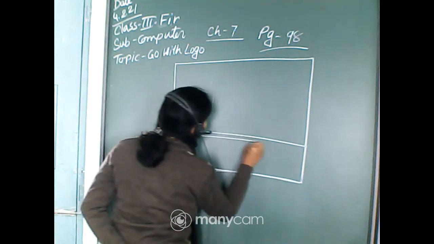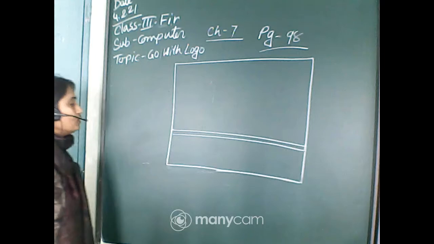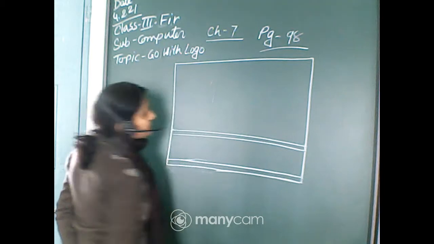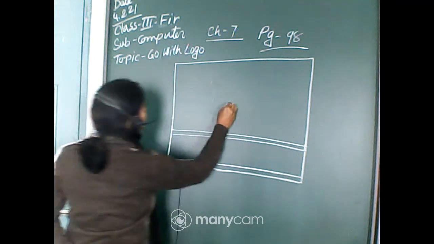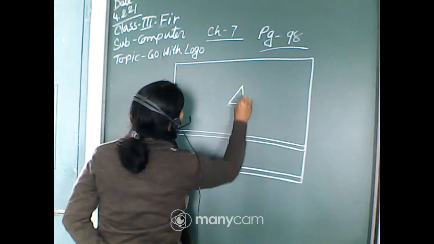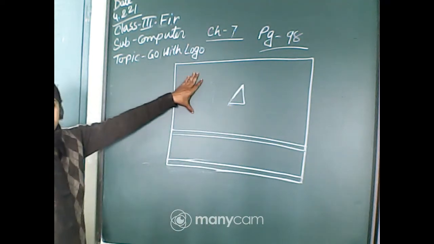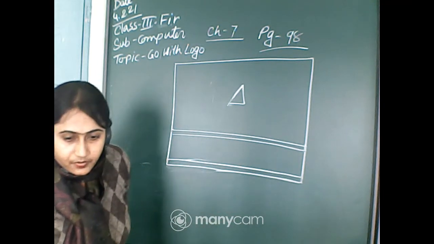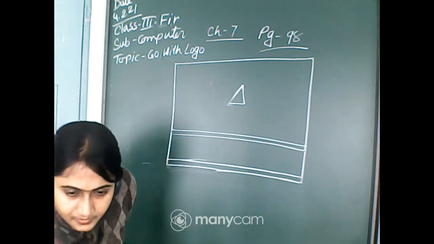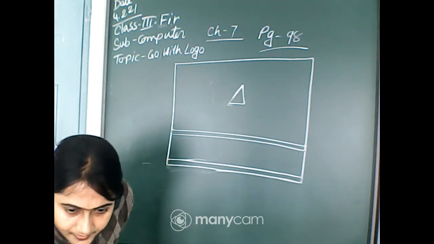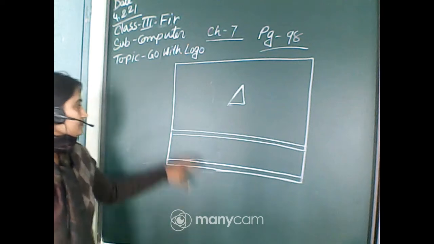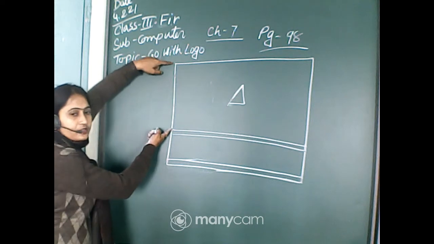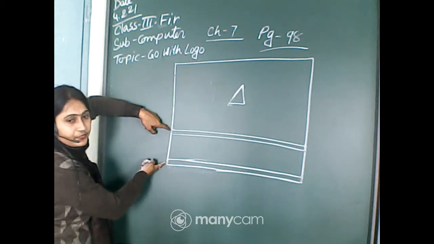This is the Logo screen and the window of Logo. The Logo screen is divided into two parts. This is the main screen and this one is called the commander window. Okay, very good all of you. One is the main screen, and this one is the commander window.